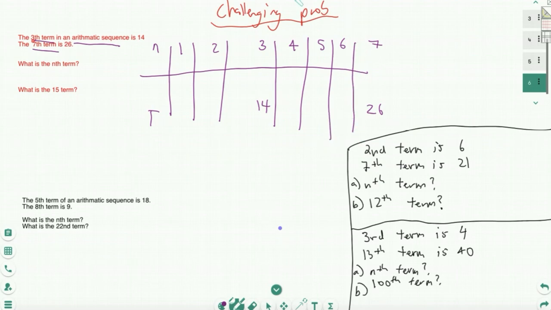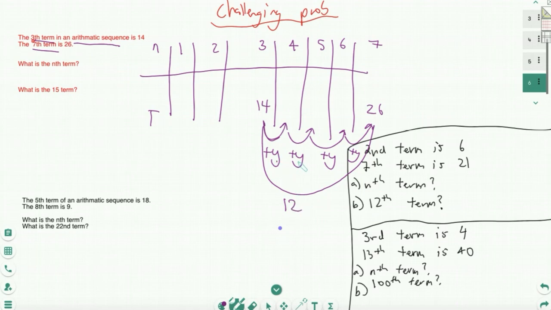So we know it's an arithmetic sequence. The jump is the same amount every single time. So if the jump from 3 to 4 is y, this jump's also going to be y. It's arithmetic, the jump's the same every time. And we know the total jump from 14 to 26 is 12. I'll put that down here. The total jump from 14 to 26 is 12.